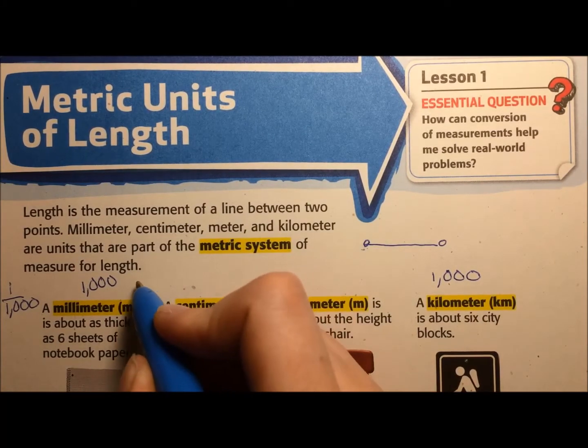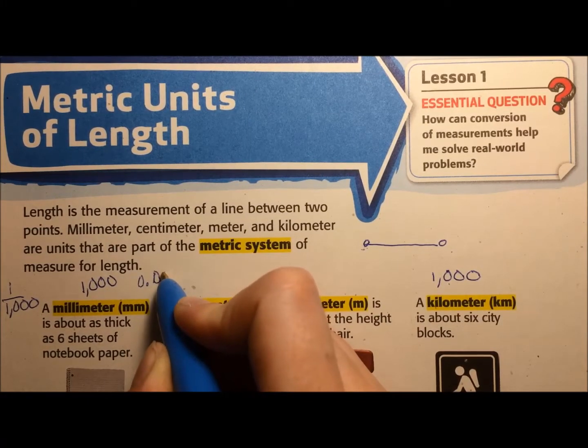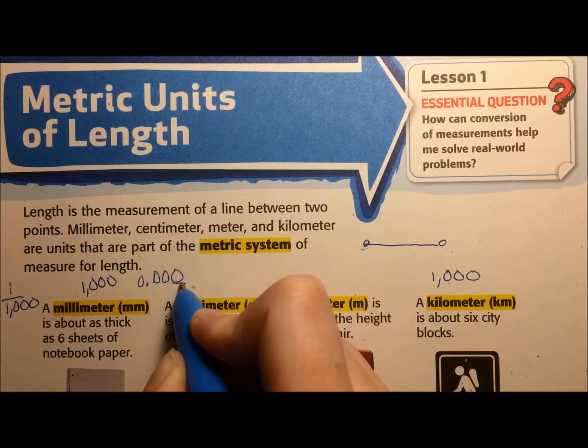It's really 1 over 1,000. Or in decimals, it would be 0.001. It would be this place value.